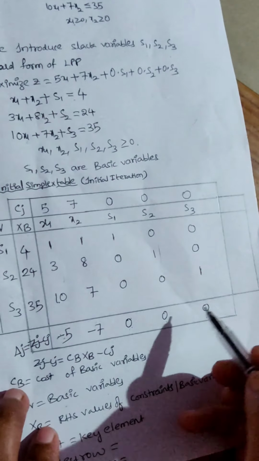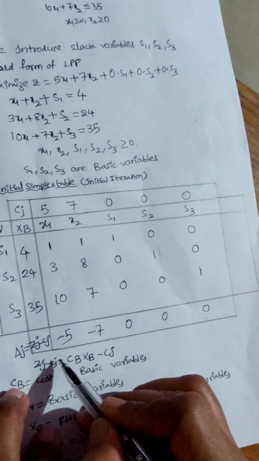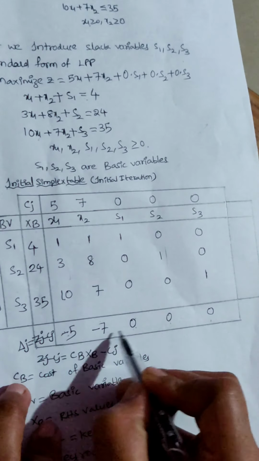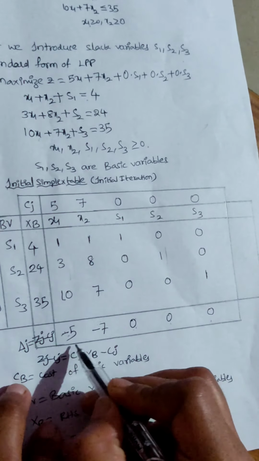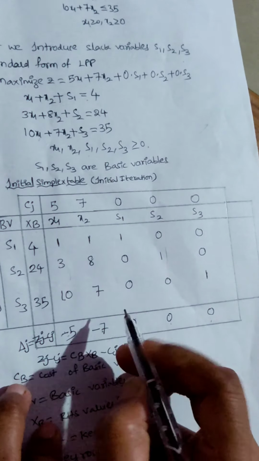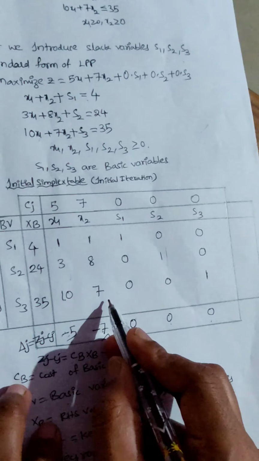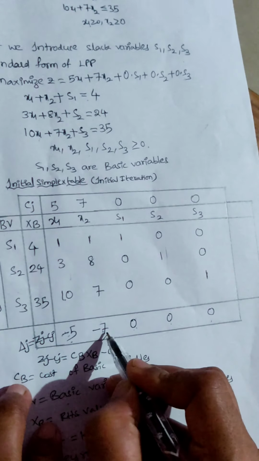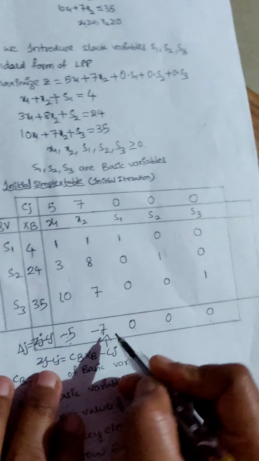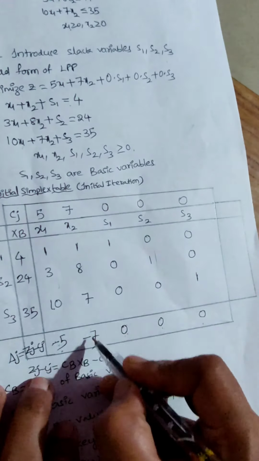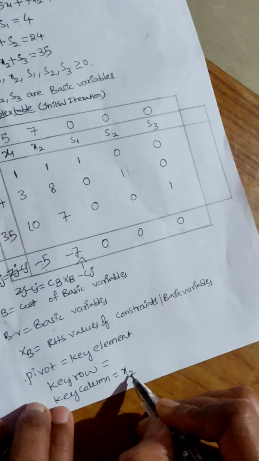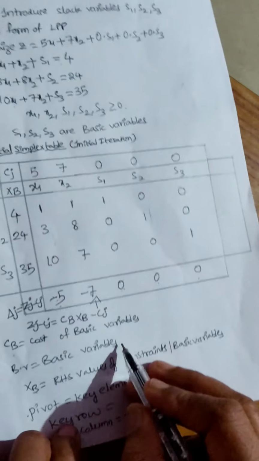Okay, now after finding these Zj minus Cj values, select the most negative value, which enters the basis. Here among minus 5, minus 7, 0, minus 7 is the most negative value, so this will enter the basis. This is called the key column. So x2 is called what? The key column. x2 is called the key column.